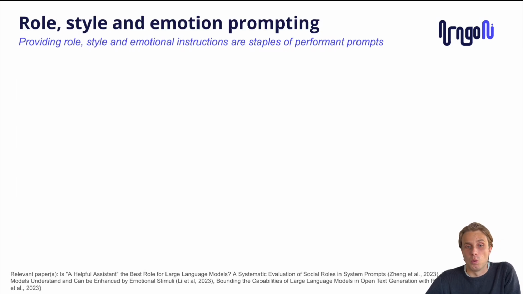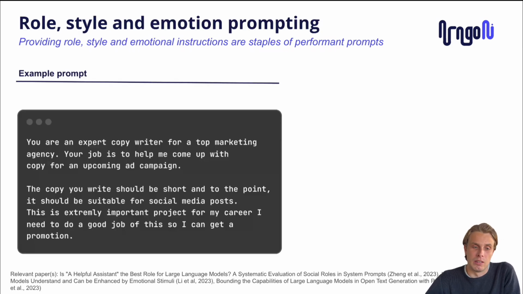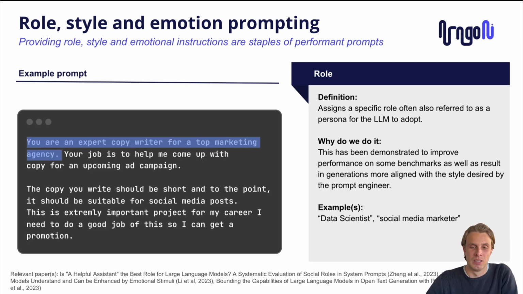Let's start by looking at role, style, and emotion prompting, and let's look at it in reference to an example prompt. So you can see here on the left, I have a prompt that's trying to help me generate some copy for a social media marketing post. And in these prompts, especially in the zero-shot setting, we'll often include several modifiers that are aligned to try and improve performance, because we can view the output of a large language model as being conditional on the prompt. So what you provide in the prompt effectively can bias the output towards a desired generation, where desired is whatever your definition of desired is in this case.